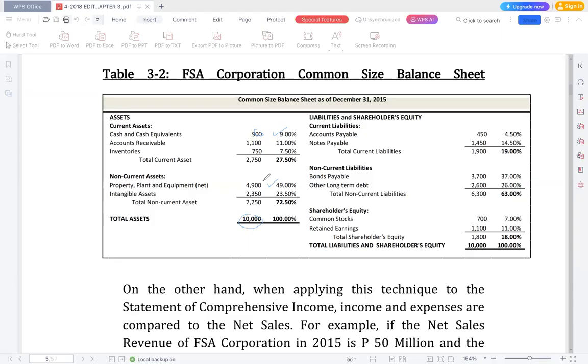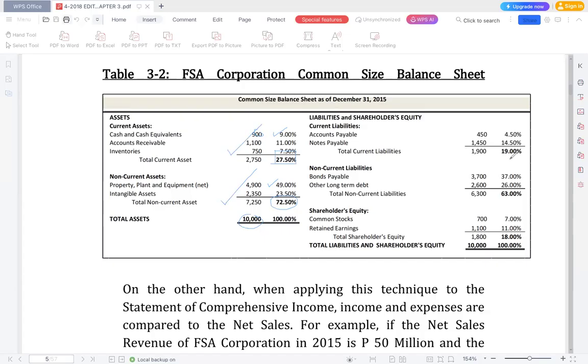So this shows that the non-current asset of the firm comprises 72.5% of the total asset. So as to solvency, the firm is solvent. As to liquidity, only 27.5% of the total asset is composed of current asset.